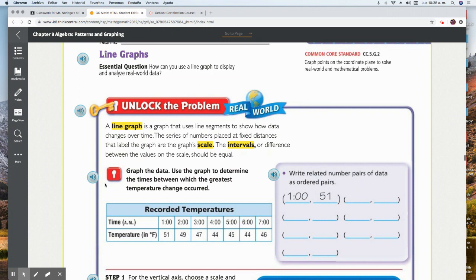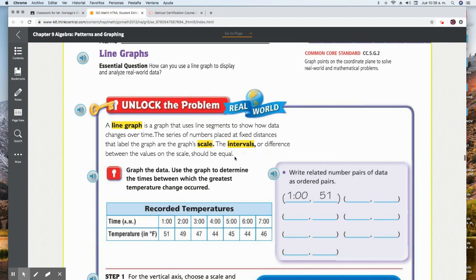So let's go ahead and start reading here. A line graph is a graph that uses line segments to show how data changes over time. The series of numbers placed at fixed distances that label the graph are the graph's scale. The intervals, or differences between the values on the scale, should be equal.